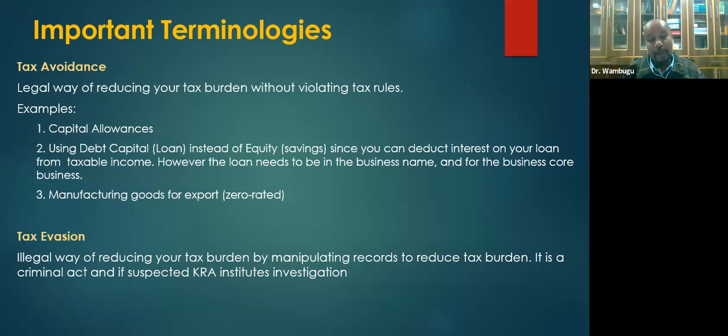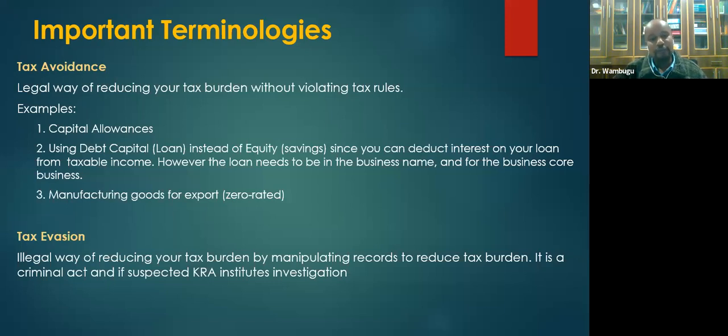However, KRA will demand 30% from you of the principal. In other words, it will be like the company is paying the loan on your behalf, and that is not allowed. So you need to be careful. When you're borrowing a loan for your business, it has to be in the name of your business. If you operate as a sole proprietorship, it is in your name, and if you operate as a company, the loan should be in the name of the company.